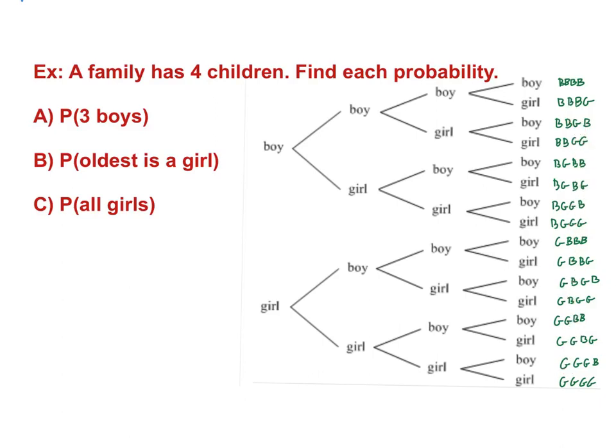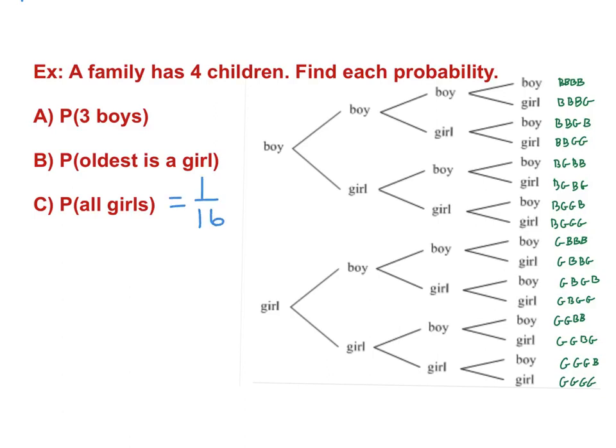However, now what I want you to do from this is find the probability of 3 boys, find the probability that the oldest is a girl, and find the probability that they are all girls. Go ahead and find those probabilities from that set of outcomes. Go. I'm actually going to start with C because it's super easy. How many possibilities in this sample space have all girls? 1. This is the only one. So the probability of a family with 4 girls equals 1 out of 16.